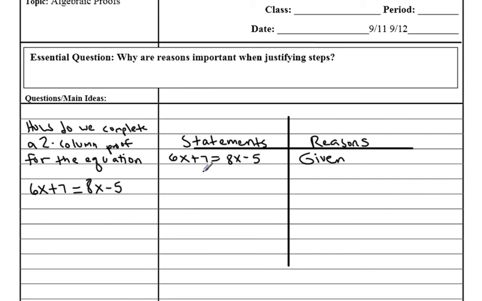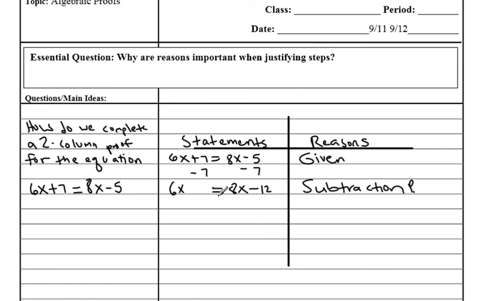So the first thing I'm going to do, just because I like working from left to right, is I'm going to subtract 7 from both sides of my equation. So that gives me 6x equals 8x, and a negative 5 minus 7 is negative 12. And the reason I was allowed to do that is the subtraction property. I'm just going to put a P there.